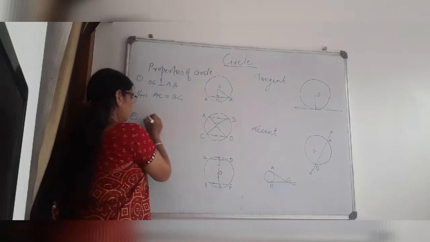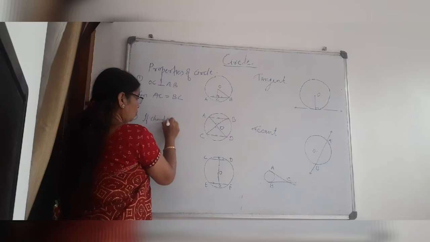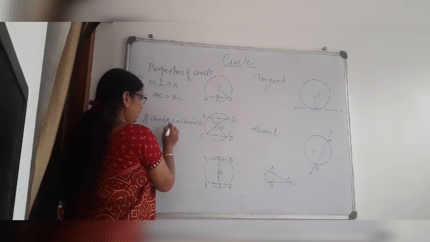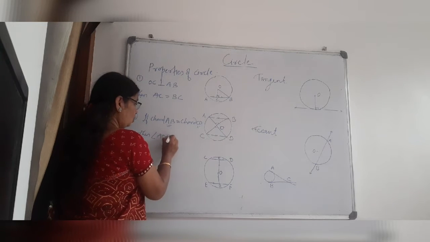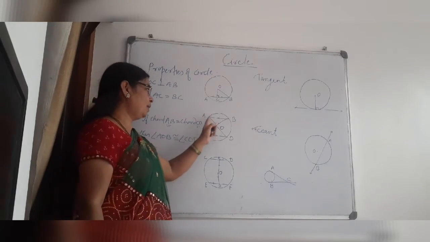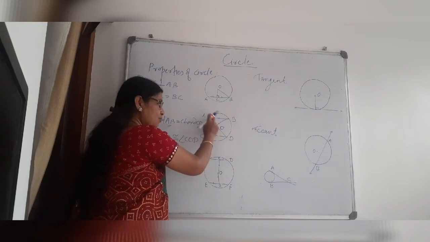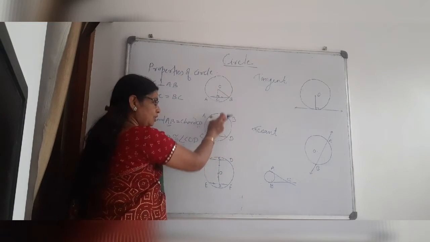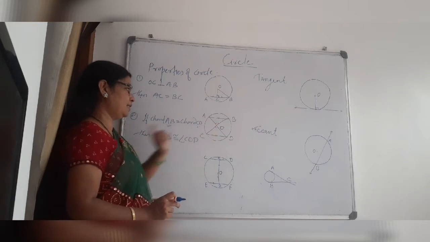What is the second property? If chord AB is equal to chord CD, then angle AOB is congruent to angle COD. It means angles formed by congruent chords are congruent. If chords are equal, then the angles formed by the chords are also equal. Here AB is congruent to CD, chords are equal, and the angles AOB and COD are congruent.